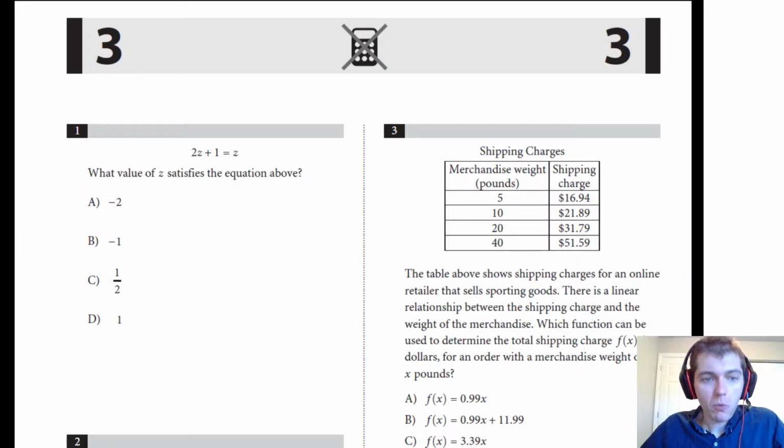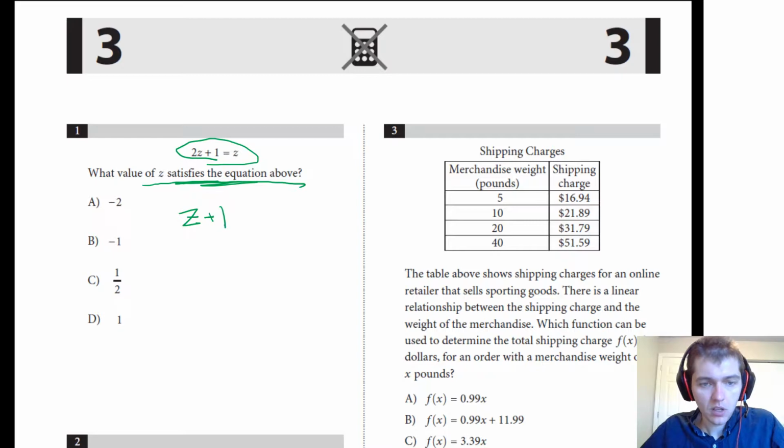Problem 1, they want what value of z satisfies the equation above. So what they're asking for is, satisfies the equation means solve for z. So take your equation they list up here, subtract z from both sides. Will leave you with just z: 2z minus z, just z, plus 1 is equal to 0. Subtract the 1 from both sides, leaving you with z is equal to negative 1, and that's the answer as B.